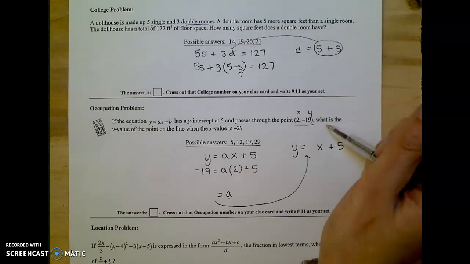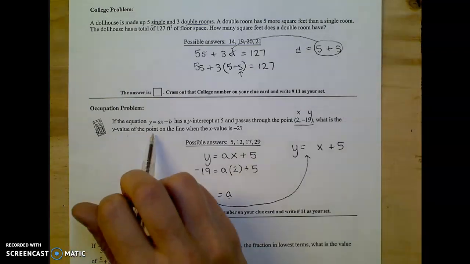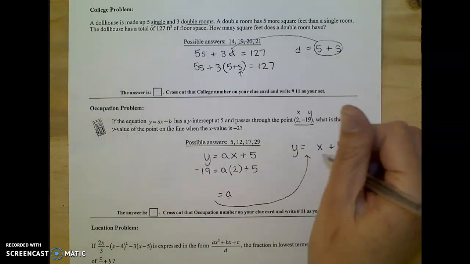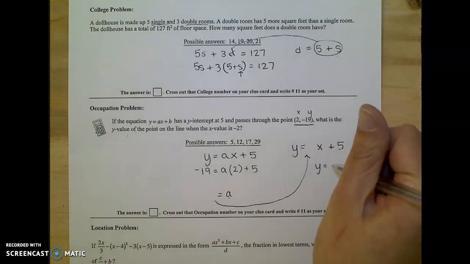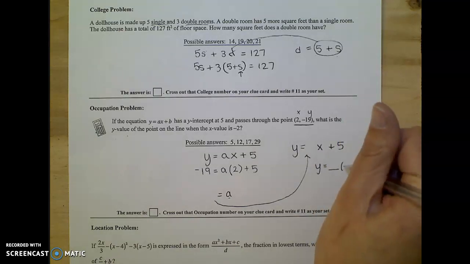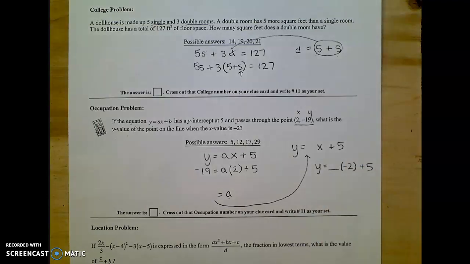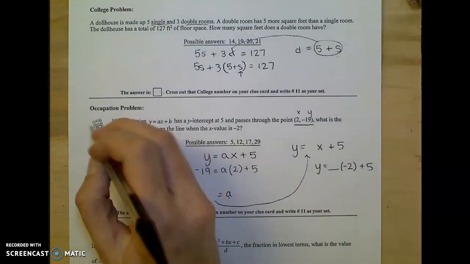Then what they want me to do, what is the y value of the point on the line when x is negative 2? So once I have this, my slope is still right here, but then we're going to plug in negative 2 for x and get this y value as our final answer. No need for a calculator on that one.